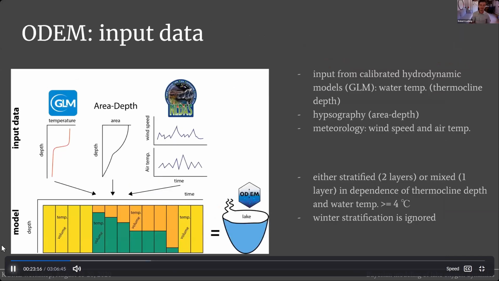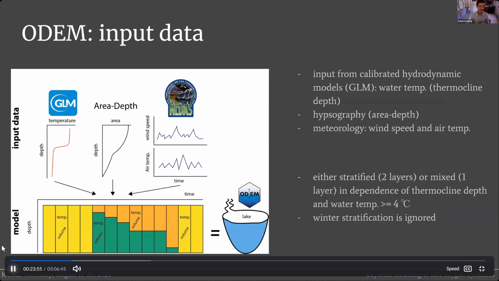As input data, we have the results from a very well calibrated hydrodynamic model done by GLM. And this model predicts the water temperature profiles over the depth on a daily basis. It's temperature data to quantify if the lake is stratified or mixed, and also how much volume is in the top and in the bottom layer. We are also feeding into ODEM lake-specific data like the area-to-depth relationship, and also meteorological data like wind speed and air temperature. And at the bottom, you can see how ODEM works.